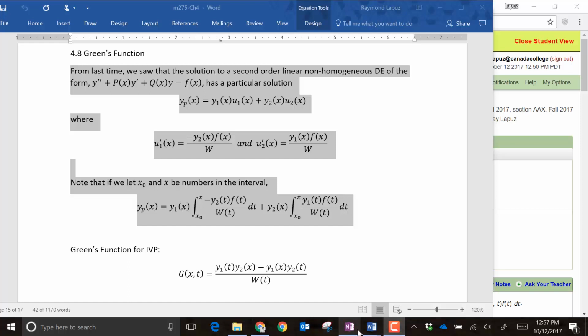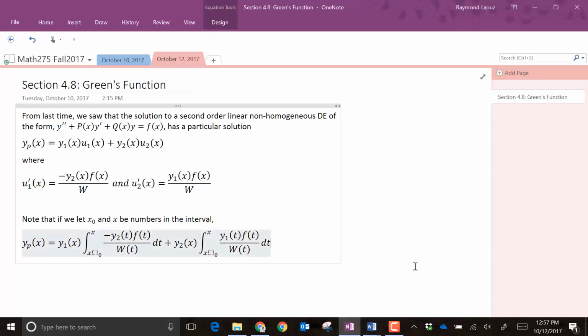So we are now in the next section. And the next section is really just a way to simplify the process that we've been dealing with all along, and that is to simplify the variation of parameters into a function, and this is called Green's function.